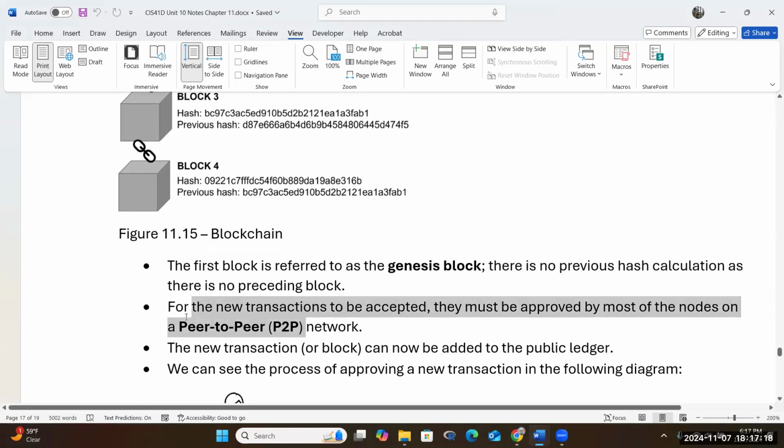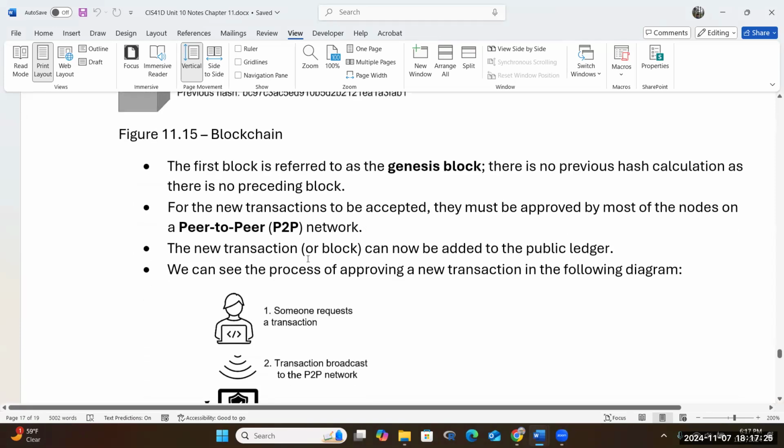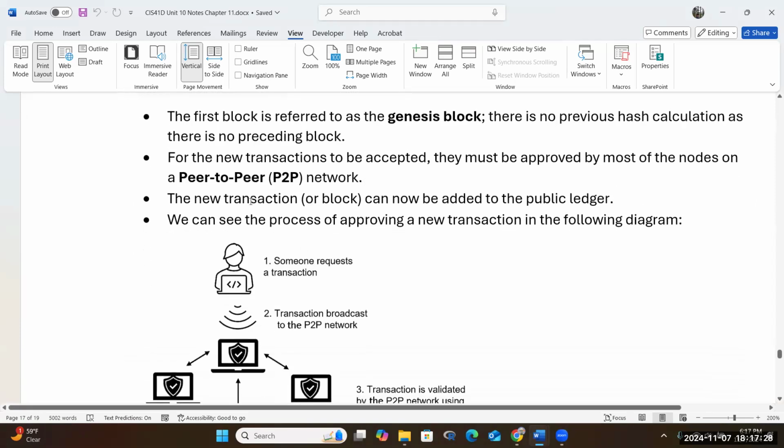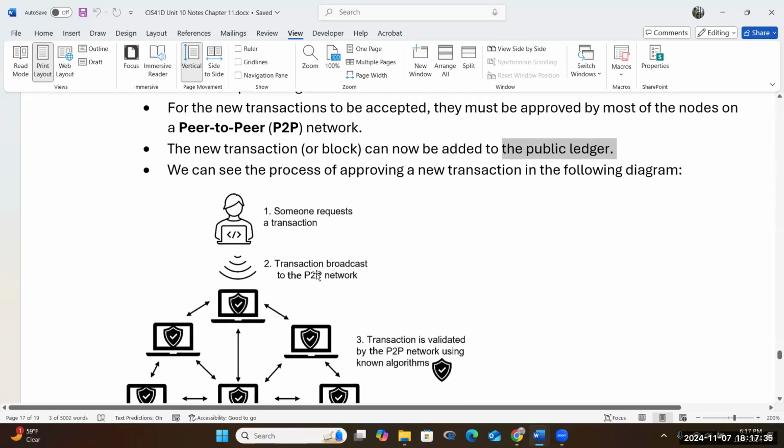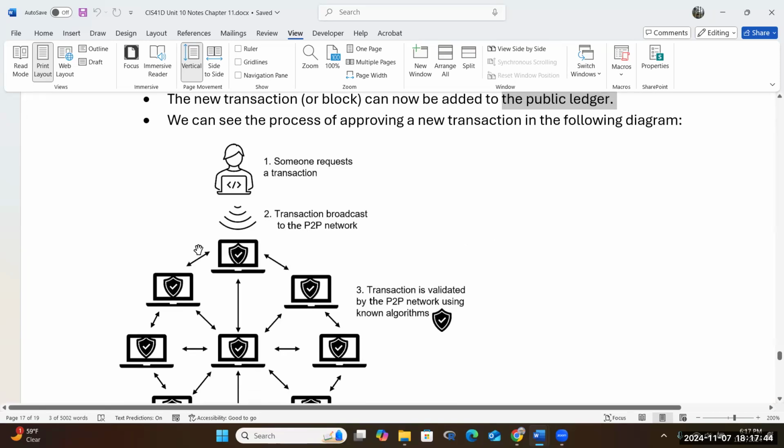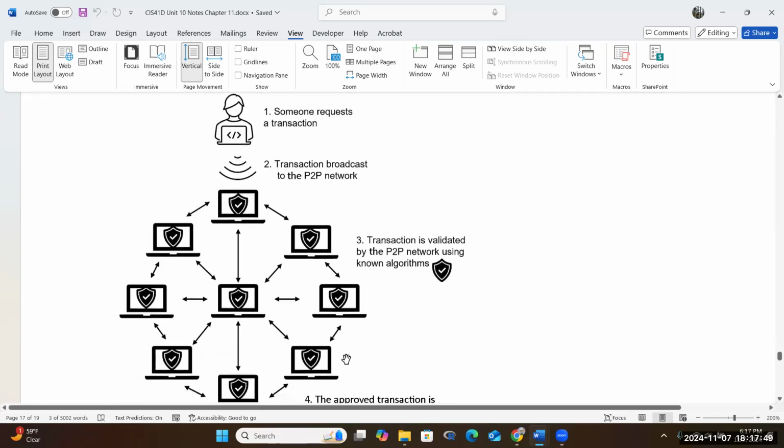And this is a peer-to-peer based network. So all the new transactions that are accepted are then added to the nodes. The transaction is considered your block, so it's added to your ledger. If someone requests a transaction here, it is broadcast across the network, then it's validated by one of the nodes. So you would have a peer-to-peer environment, and it's decentralized this way.